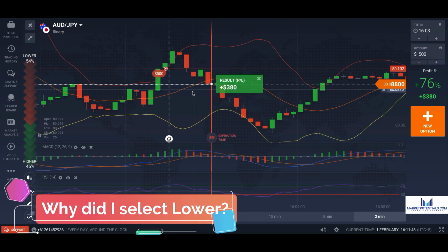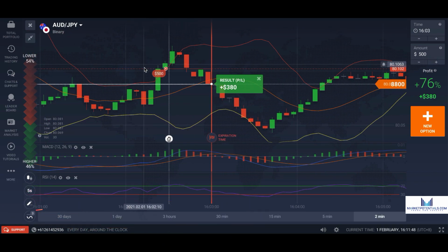Why did I choose lower at this point? As I said, there was a spike. You can see that in the green candlesticks, green spikes coming up here above the Bollinger Bands. Like I said, it was an upward trend, but I expected it to be temporary, which it was. Now let's look at what the MACD and RSI are showing. The MACD may be a little hard for a beginner to see, but the RSI you can definitely see.